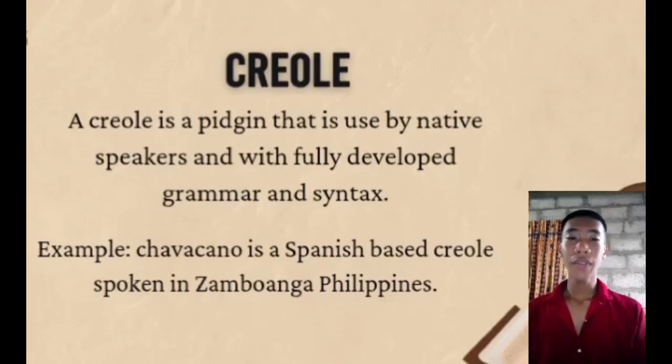Example: Chavacano is a Spanish-based Creole spoken in Zamboanga, Philippines. For instance, I will give you some examples. Maybe you want to tell your crush you're beautiful. It can be said in Chavacano as "Bonita tu." Another example, in Tagalog, "Ano ang pangalan mo?" is said in Chavacano as "Cosa el tu nombre." So, that's all.